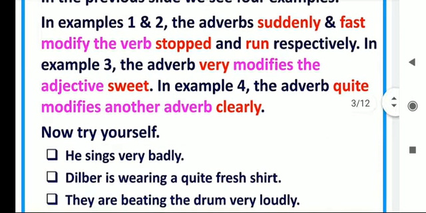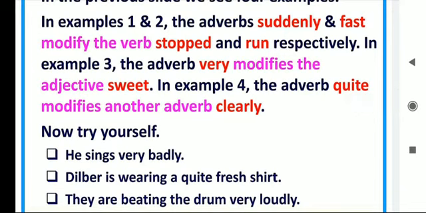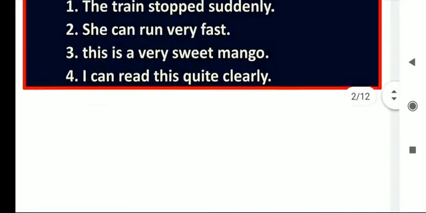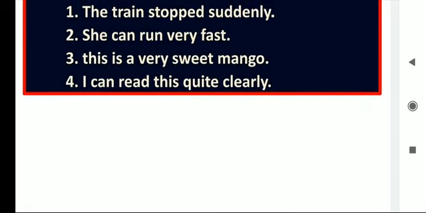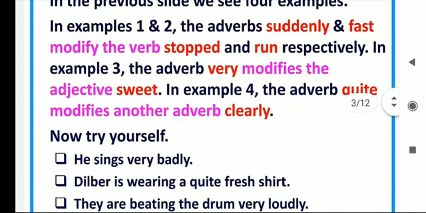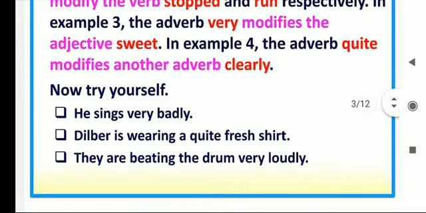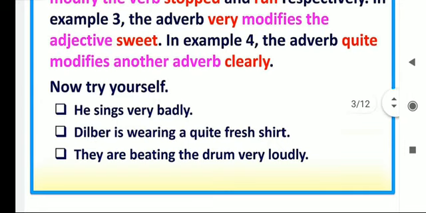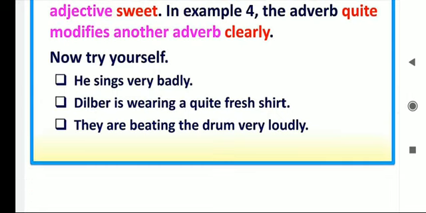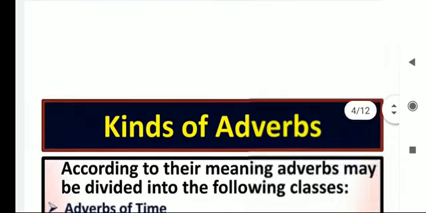In example 4, the adverb quite modifies another adverb, clearly. For example, I can read this quite clearly. Now let you try these yourself. He sings very badly. Mr. Dilbar is wearing quite a fresh shirt. They are beating the drum very loudly.